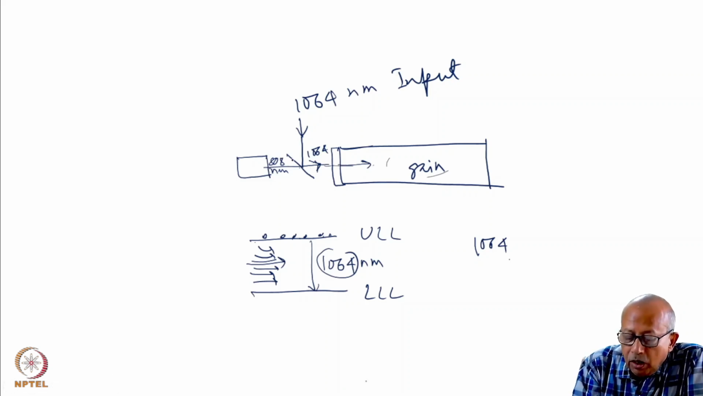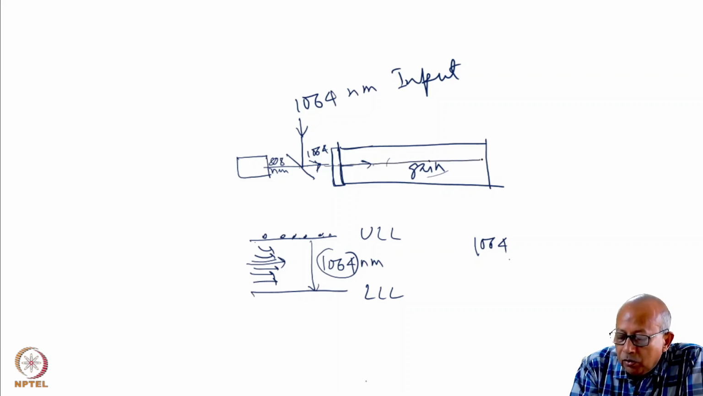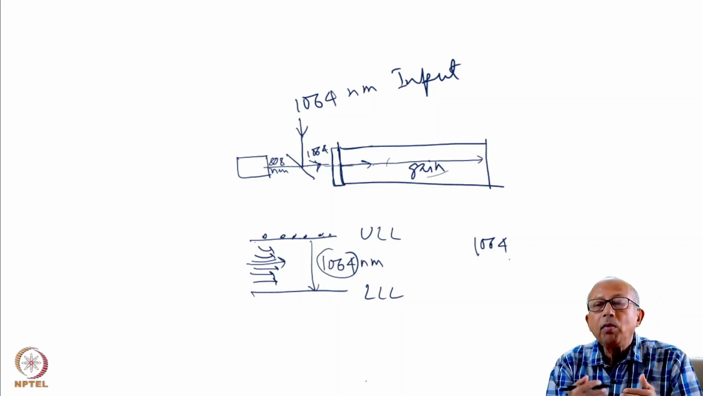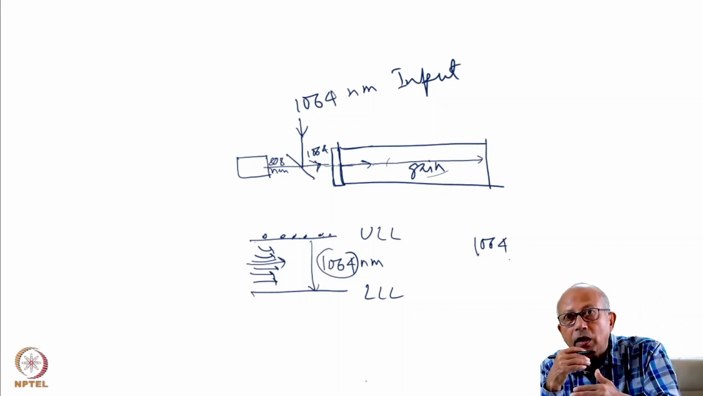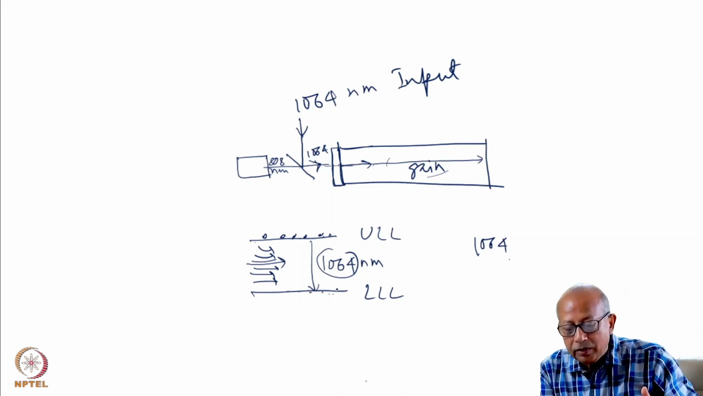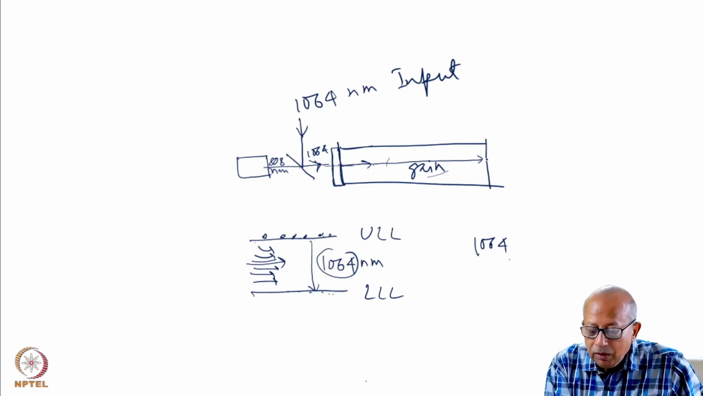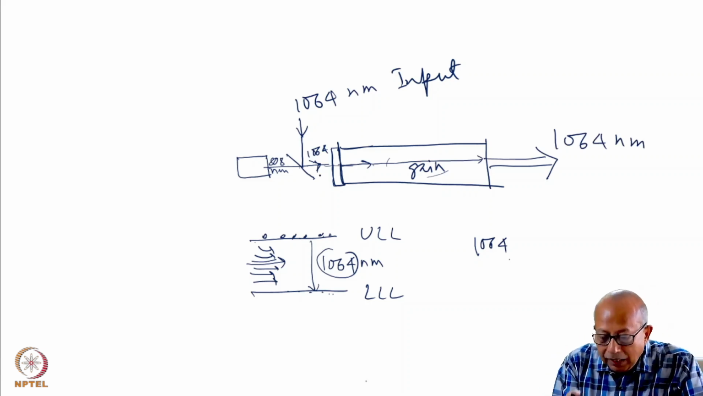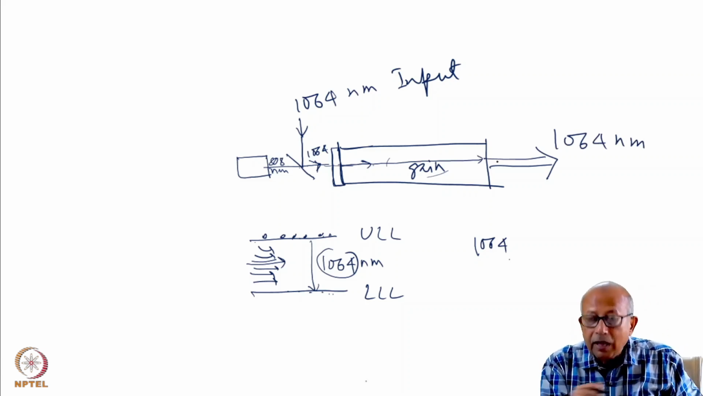Now 1064 nanometer is reflected by this, and this also transmits 1064 nanometer. The 1064 nanometer beam will travel through it, and as it passes through it, it will be amplified. The number of photons will keep on increasing as a result of stimulated emission, and there will be much less absorption because the lower laser level is not populated. So this beam will be amplified. You will have an amplified beam at 1064 nanometer. So that is how you can even use this as an amplifier.